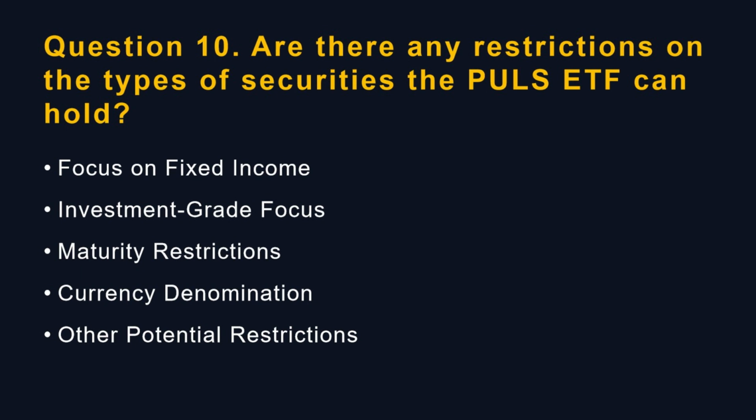5. Other potential restrictions. Additional exclusions. The prospectus might also outline other specific exclusions on the types of securities PULS can hold. These could be related to specific industries, issuer types, or other factors deemed unsuitable for the ETF's investment objective.